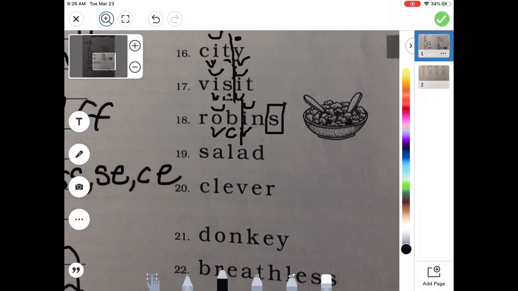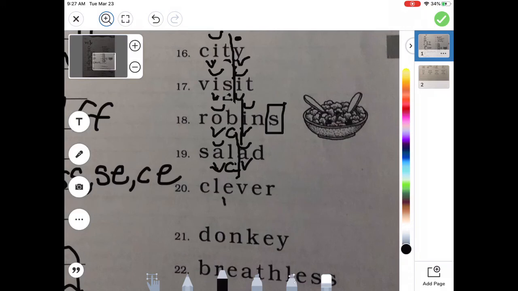On number 19, I have an A and an A with a consonant between it. Try it after that first vowel. Salad. Salad. Does that make sense? No. Let's move that line. Move it behind the L, and now it's a short A. Salad. Good job. All right, the next word.